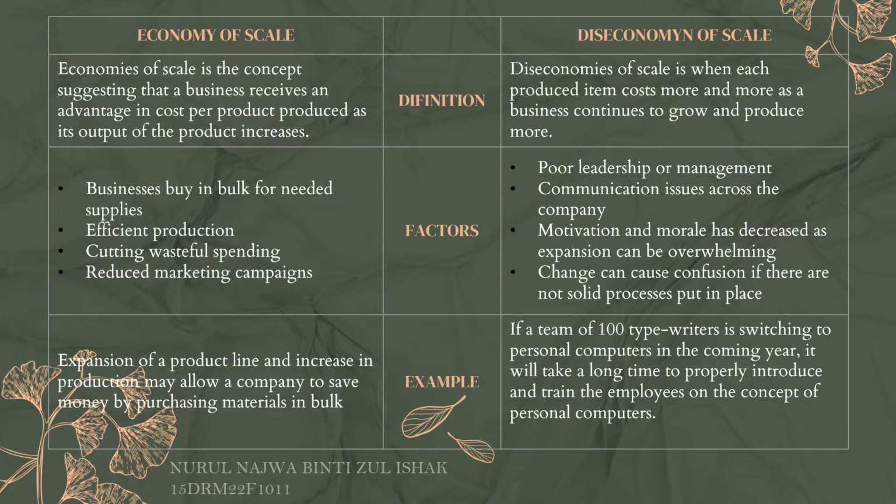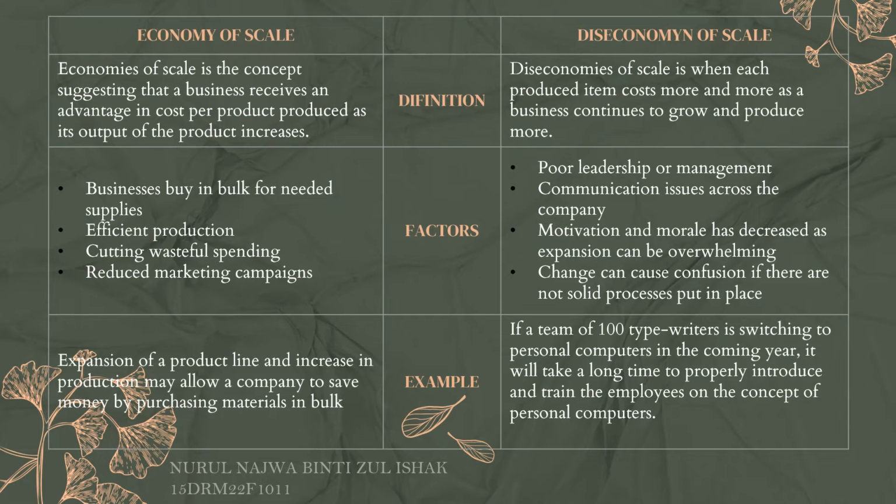Definition of diseconomy of scale: it is when each produced item costs more and more as a business continues to grow and produce more. Definition: diseconomy of scale is the inverse of economy of scale, where the price of an item or product increases as the output of the same item or product decreases. Both concepts are commonly used in the business world to describe the status of production of an item or product.